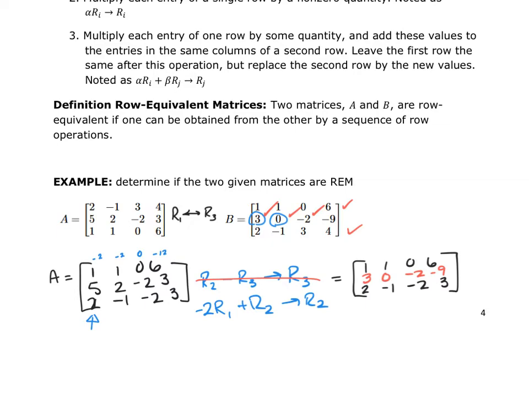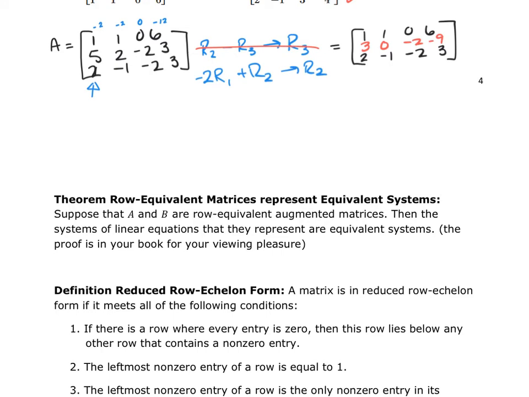Let's take a look at our theorem of row equivalent matrices. This is a theorem. The proof is in your book for your viewing pleasure because I know you'd love to go through it. And again, I'll be honest, if you all want to go through it in class, I would be happy to go through it in class. If not, read through it. Let me know if you have questions. So suppose A and B are row equivalent augmented matrices. Augmented again means that I've added on that column vector, which is the constants. Then the systems of linear equations represent equivalent systems.